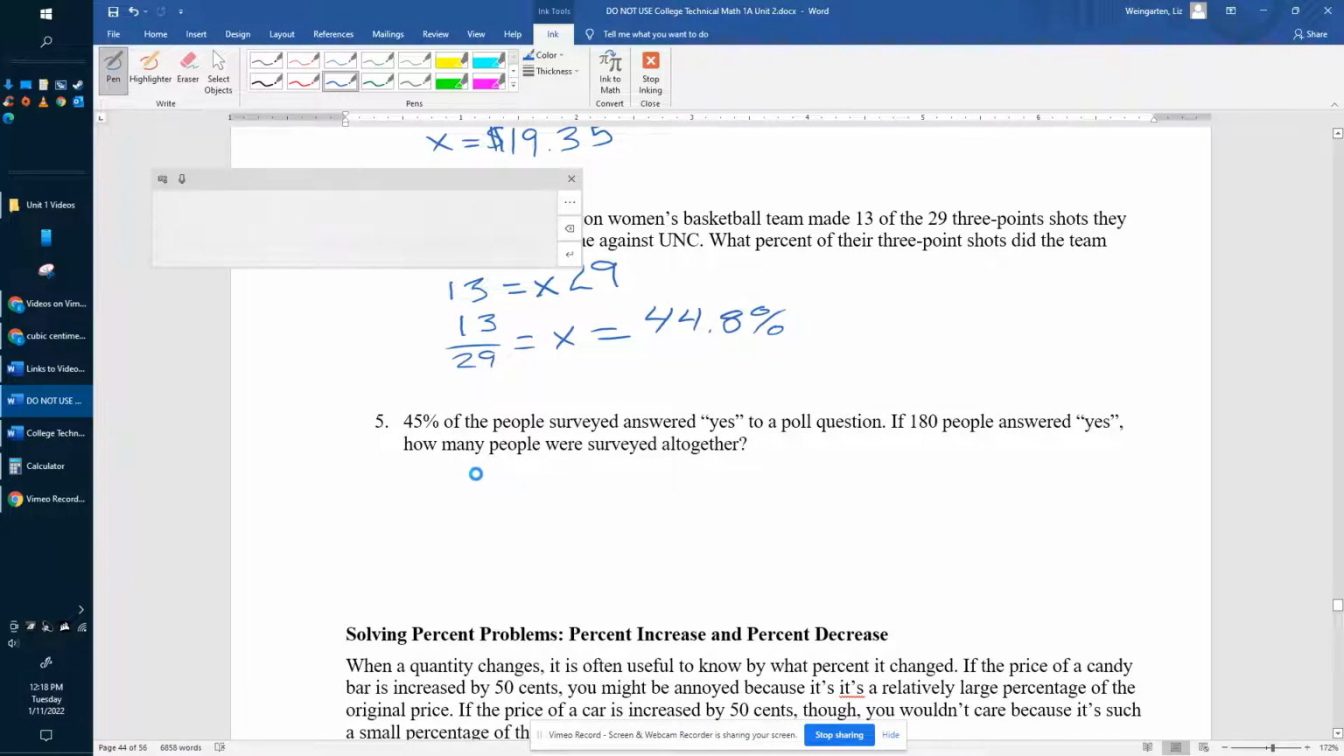"45% of the people surveyed answered yes to a poll question. If 180 people answered yes, how many people were surveyed altogether?" So now we're looking for the base. We have the amount of people that said yes. We have the amount that is 45%. Remember to turn your percent into a decimal.